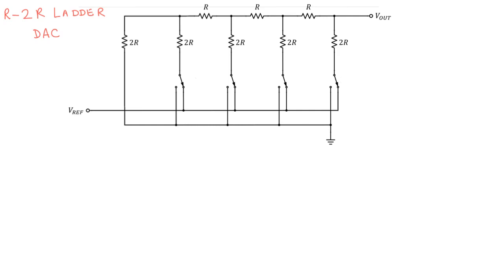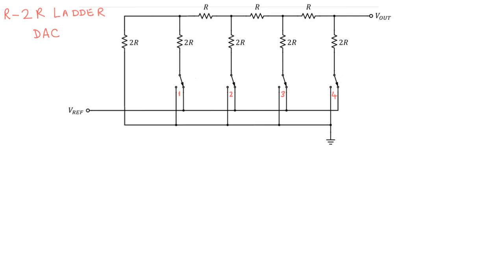A DAC, of course, is a digital to analog converter. It converts a digital code into an analog value. And in this case, we have a 4-bit digital value. The reason we know that is because we have 4 switches, each representing a particular bit of the digital code. Let's call these switches 1, 2, 3, and 4 as I just marked on the screen.